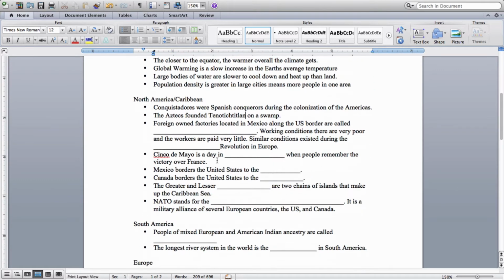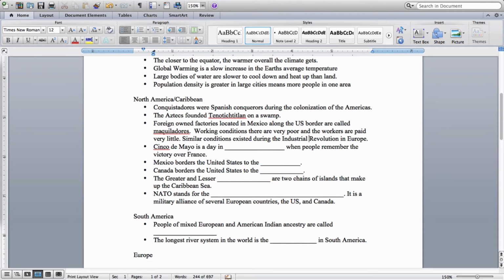Foreign-owned factories located in Mexico along the U.S. border are called maquiladoras. Working conditions there are very poor and the workers are paid very little. Similar conditions existed during the Industrial Revolution in Europe. When we talked about Europe moving into modern times, we talked about the Industrial Revolution and how young children were forced to work in those factories. Okay? And that's comparable to what the maquiladoras are like, the foreign-owned factories in Mexico.